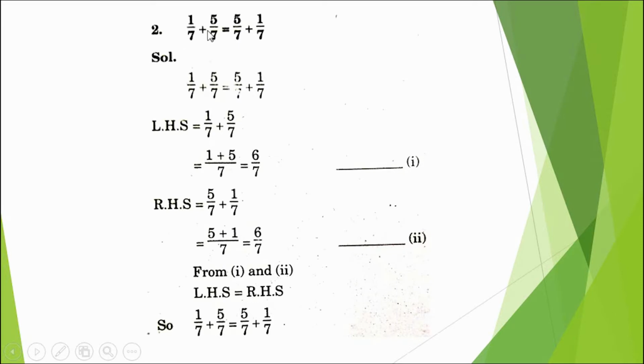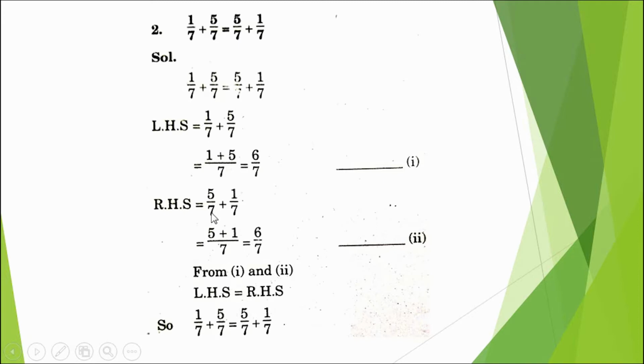Now question number 2: 1 over 7 plus 5 over 7 is equal to 5 over 7 plus 1 over 7. First of all, we take this side as left hand side, 1 over 7 plus 5 over 7. Now denominators are the same, we write it one time, 1 comes as it is plus 5 comes as it is. When we add 5 and 1, the answer will be 6, and 7 comes as it is. Now left hand side is equal to 6 over 7. Now right hand side, 5 over 7 plus 1 over 7.